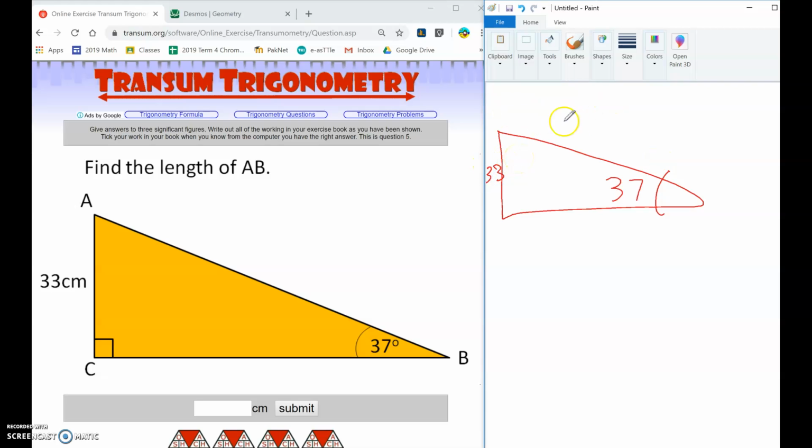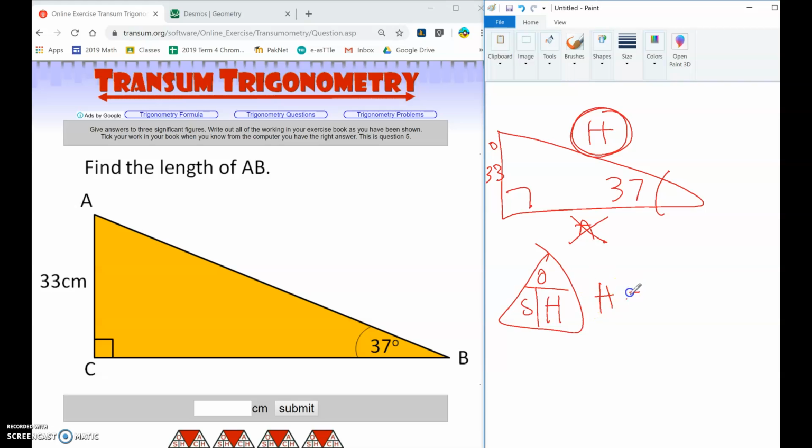Find length AB. So first we're going to draw a triangle. We've got 37, we've got 33. Find length AB. That's our hypotenuse we're trying to find. The adjacent we don't want or need, and we've got the opposite. So we think of SOH CAH TOA. The CAH and the TOA have A in it, so we know that it's SOH. What we're trying to find is the hypotenuse. So hypotenuse equals opposite over sine of theta, because you can see that that's the divide sign here. So the opposite is above the S, and the S is the sine theta.